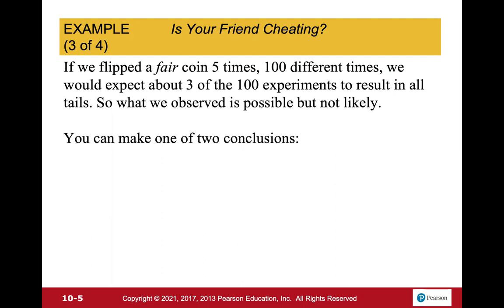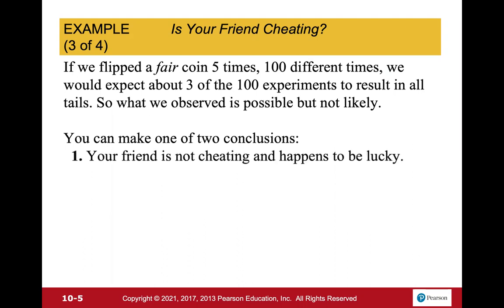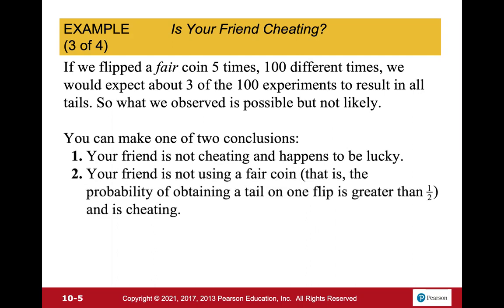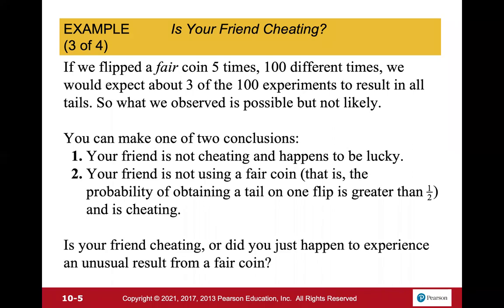So you can make one of 2 conclusions. Either 1, your friend is not cheating and happens to be lucky, or 2, your friend is not using a fair coin. That is, the probability of obtaining a tails on one flip is greater than 1/2, and therefore he is cheating. So is your friend cheating, or do you just happen to experience an unusual result from a fair coin?